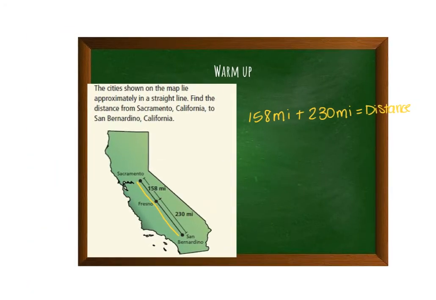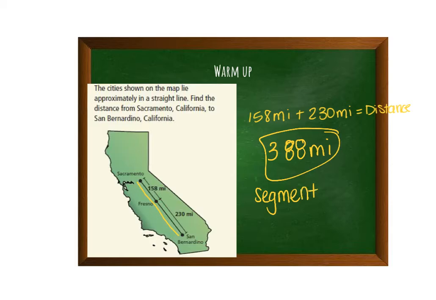Okay? And 158 plus 230 will give us 388 miles. That is the total distance traveled, okay? Pretty simple. Now the tricky part was what it's called. It's called the segment addition postulate. That is what we used to solve this problem.